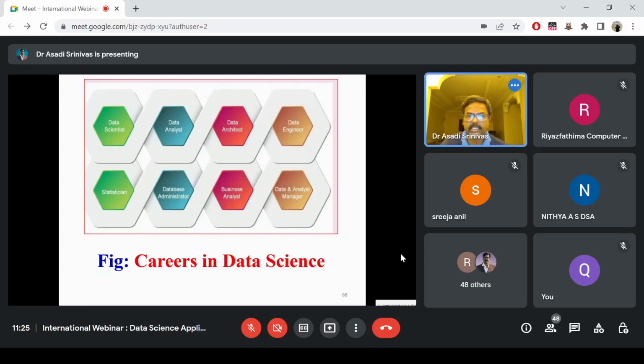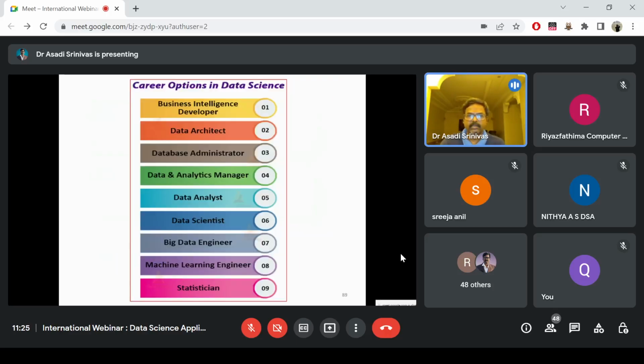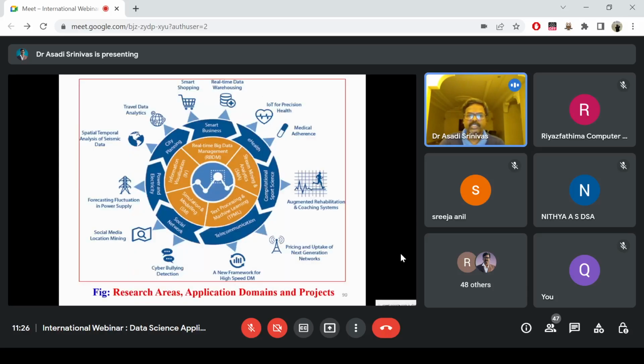So these are how to become a data scientist based on statistics knowledge, programming skills, machine learning, data management, and communication skills. So careers in data science: data scientist, you can become a data analyst, data architect, data engineer, statistician, database administrator, business analyst, data and analytics manager. Career options in data science: business intelligence developer, data architect, database administrator, data and analytics manager, data analyst, data scientist, big data engineer, machine learning engineer, statistician.